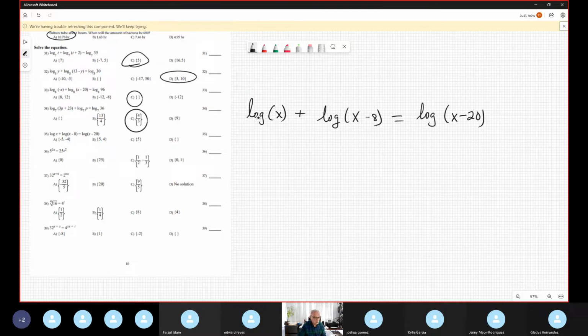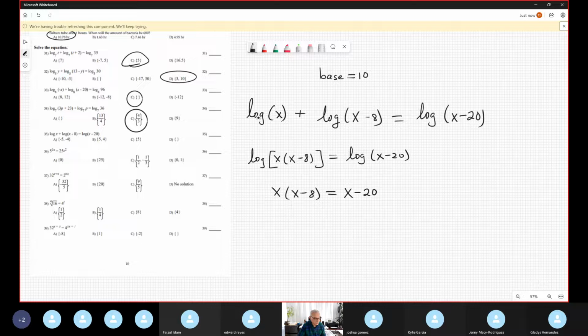So likewise, you condense this and this in only one logarithm using the property. The base is 10, default. And when this situation happens, it's omitted. Everyone in the world understands this very well. x times x minus 8 is the argument of this, equal to logarithm of x minus 20. Now, same base, same logarithm. Now I delete everything and take only the argument inside because this is a one-to-one function.